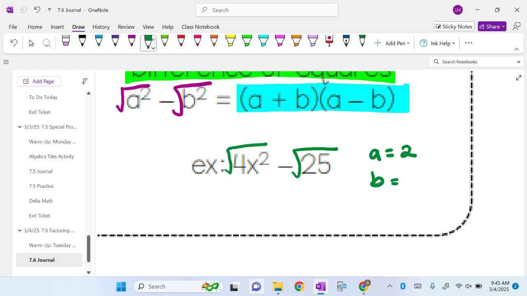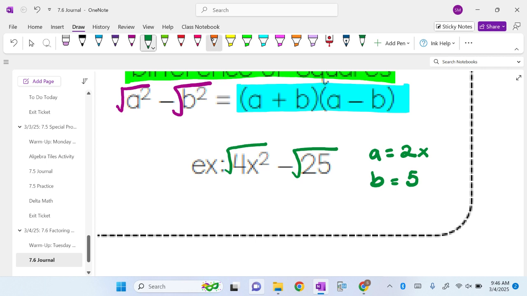The square root of x squared, x. So the square root of 4x squared is 2x. That's how you can break it apart if that part confuses you. Take the square root of the number, take the square root of the variable. What's the square root of 25? That one's 5.